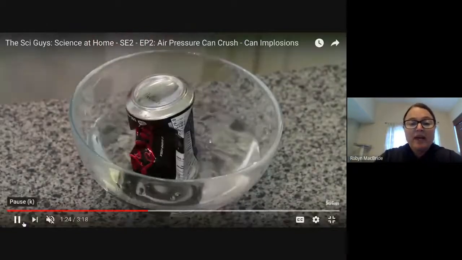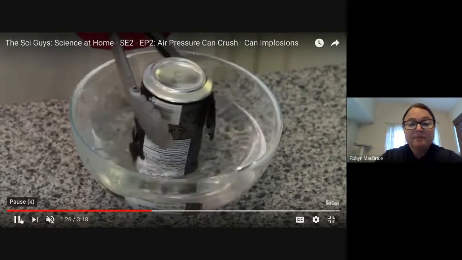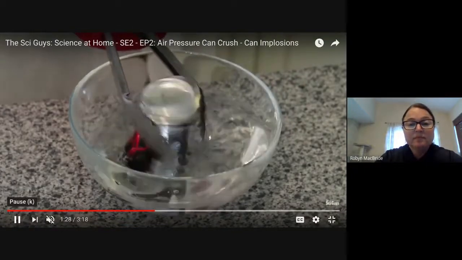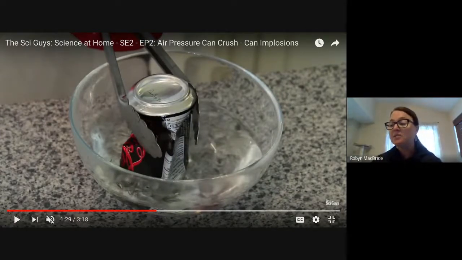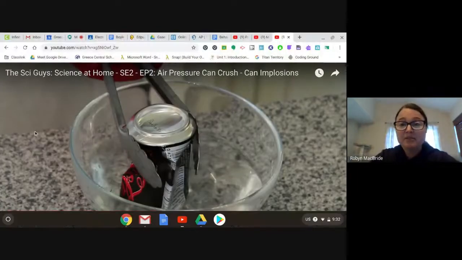Then what we see is that when he takes that hot can and puts it into the cold water, as the temperature decreases, the pressure is also decreasing, which causes that can to crush. Can you do this at home? Absolutely, with proper safety.